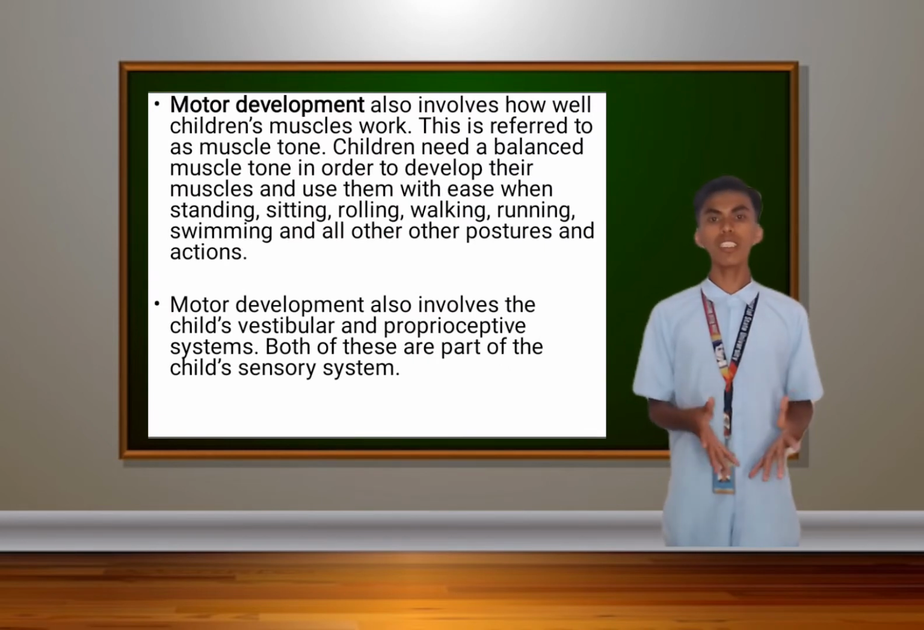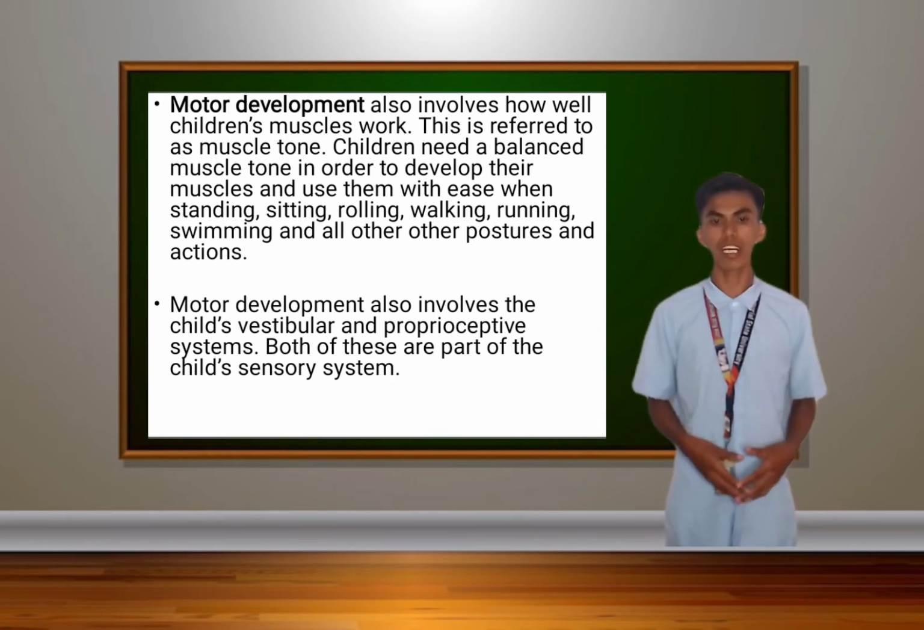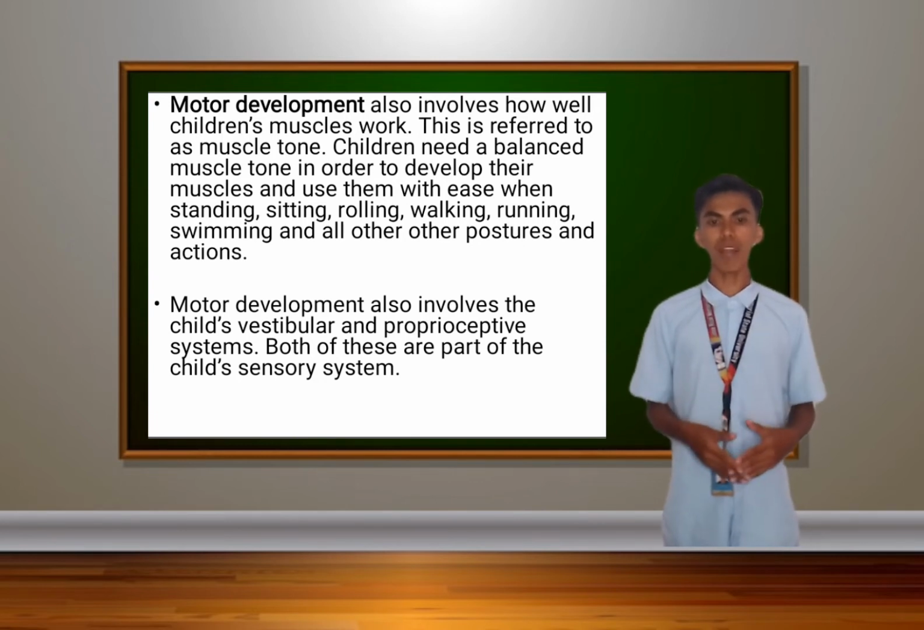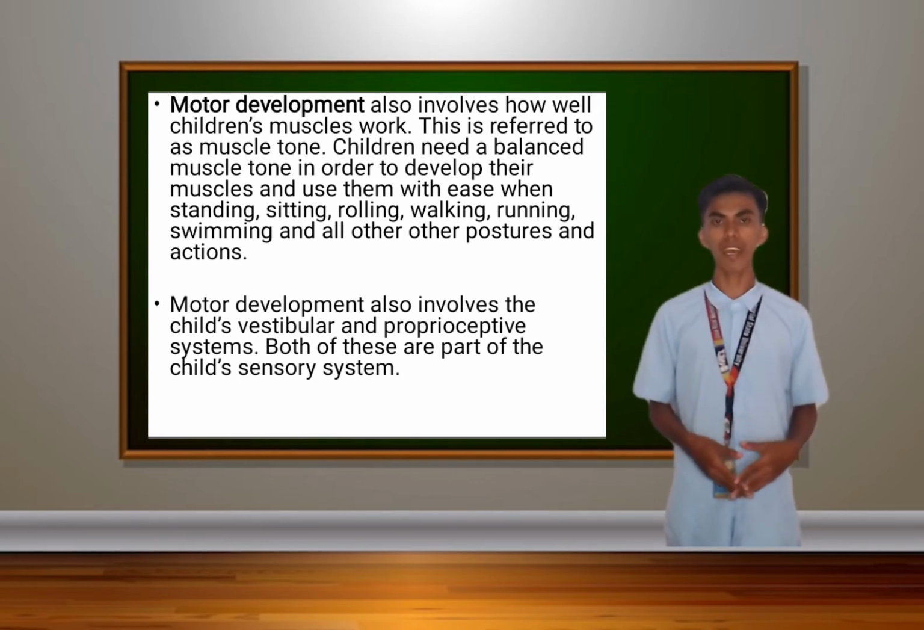Next, motor development also involves how well children's muscles work. This is referred to as muscle tone. Children need a balanced muscle tone in order to develop their muscles and use them with ease when standing, sitting, rolling, walking, running, swimming, and all other postures and actions. Motor development also involves the child's vestibular and proprioceptive systems. Both of these are parts of the child's sensory system.